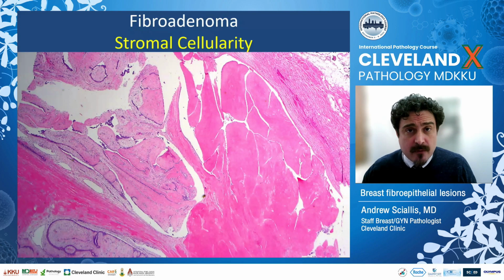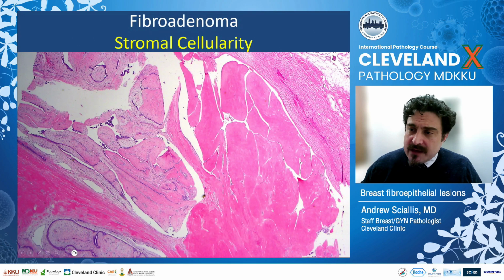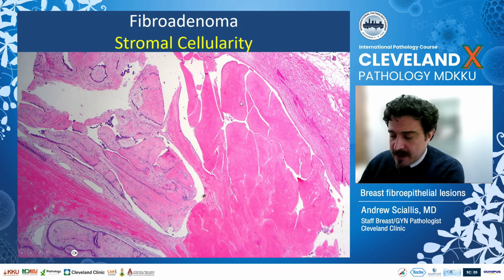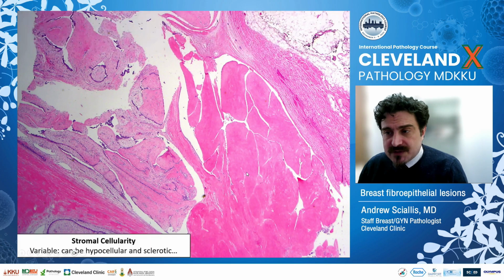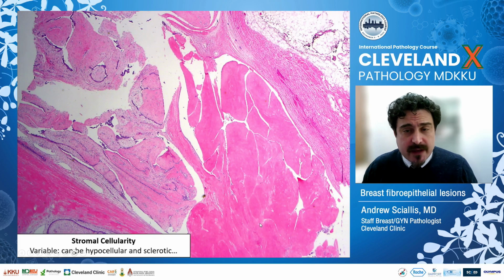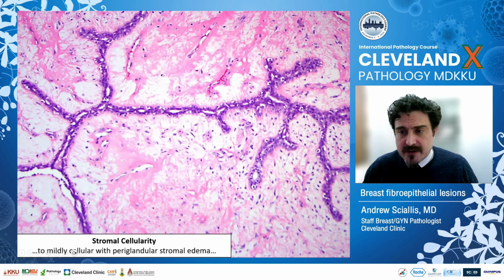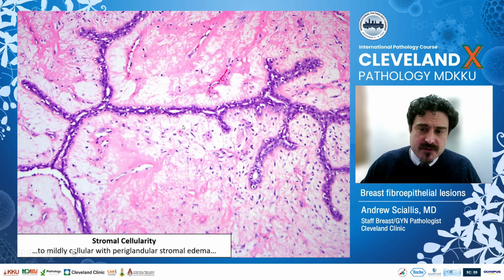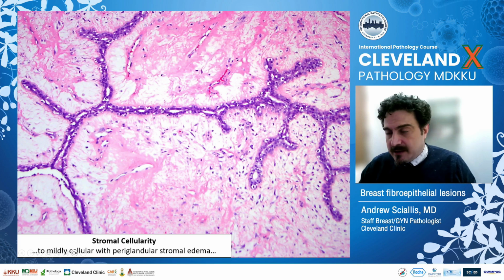Stromal cellularity can range in fibroadenomas, but it should never be hypercellular. So in this case, we have a little bit of a range from relatively hypocellular with sclerotic stroma, and these are the areas that oftentimes will develop dystrophic calcifications, to sometimes a little bit mildly cellular with some periglandular stromal edema making it look like it's hypercellular.